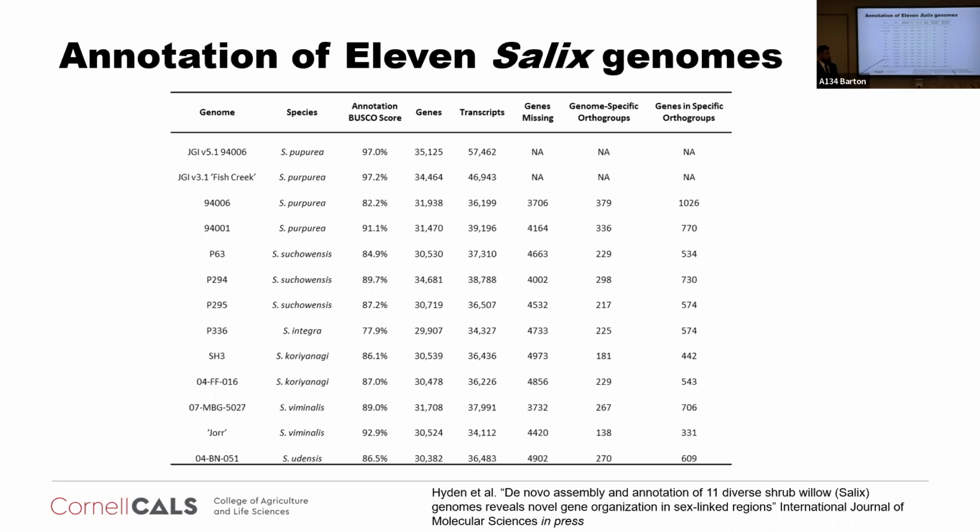Notably, this is the first time anyone has assembled an Integra, Koyanagi, or Udensis genome, which we now have available. And I should also mention that a previous grad student in our lab, Justin Wilkerson, did a lot of work making crosses between each of these families and developing genetic linkage maps. So we have a lot of other genomic resources on these particular individuals, which now form a nice core set that we can use for future studies.